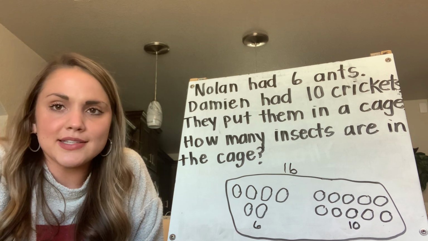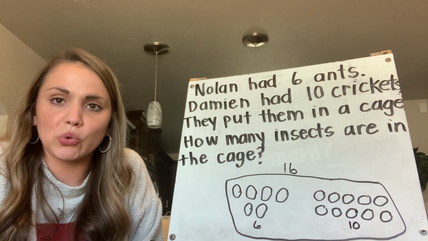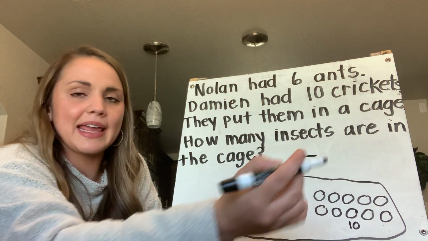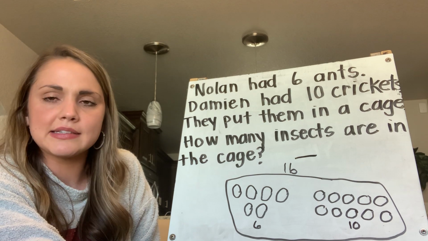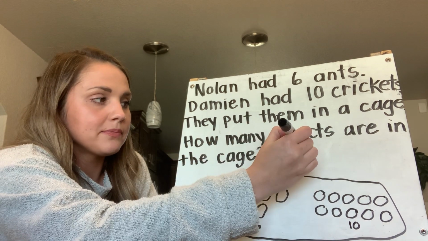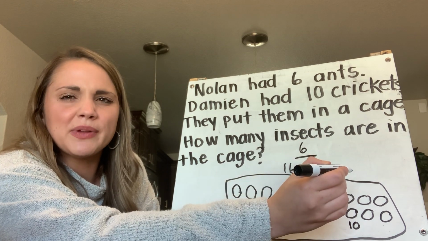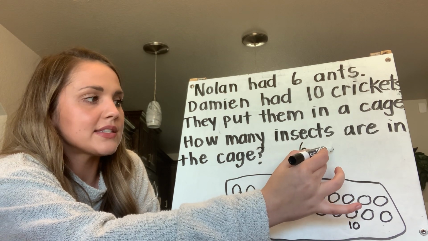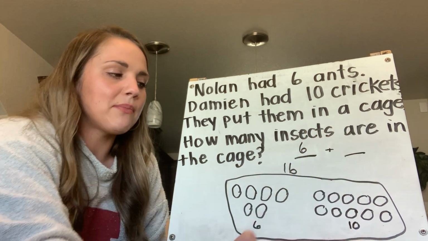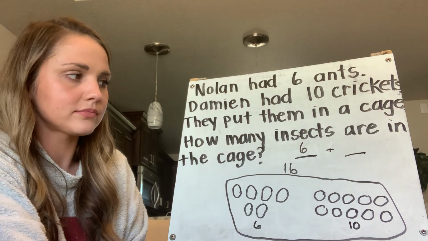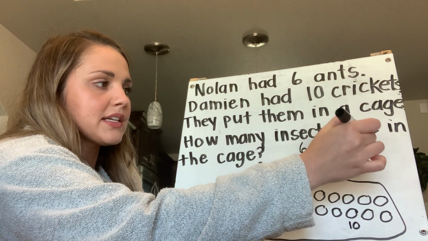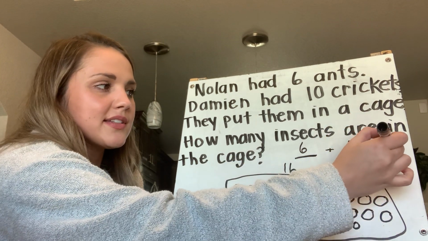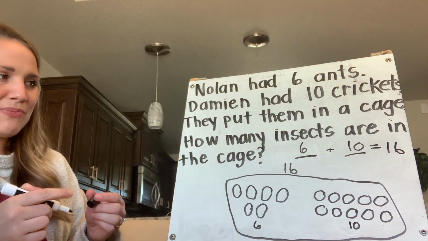Now, what number sentence could we write that goes with our story? Let's start with Nolan. So Nolan had blank. How many did he have? How many ants? Yeah, he had 6. So 6, are we going to use plus or minus? Are we putting more or taking away? We're putting more crickets, so plus. 6 plus blank. How many crickets did Damien have? He had 10. 6 plus 10 equals, how many did we have all together? 16. Very good. So I hope that you got that.